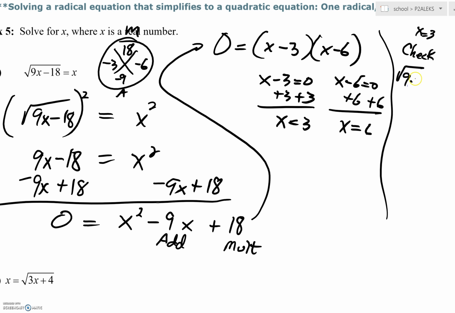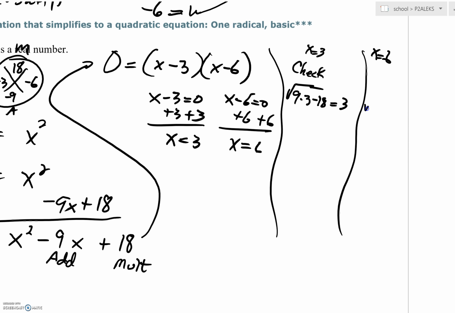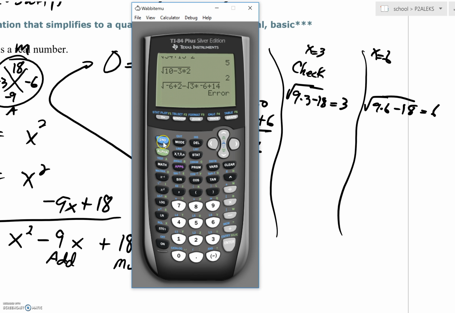Let's see if we get 9 times 3 minus 18. Would that really equal 3? And we're also going to check x equals 6. And we're going to have to see if 9 times 6 minus 18 would equal 6. So get your calculator out and let's see where we're going here. We can go second square root here, 9 times 3, then minus an 18. Just let the calculator do the whole thing for you.